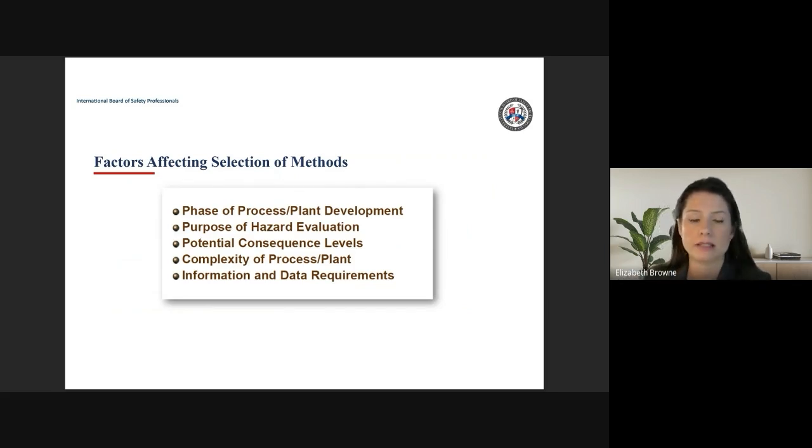And you may go in as a team and assess the risk assessment on a process that's already in place, and that's fine too. We need to assess these hazards, but again, ideally it would occur prior to the implementation of a process or a physical plant facility. Other factors affecting the selection of the control methods would be, what are the potential consequence levels? What is the complexity of the process or the plant? And what are the information and data requirements of the methods?